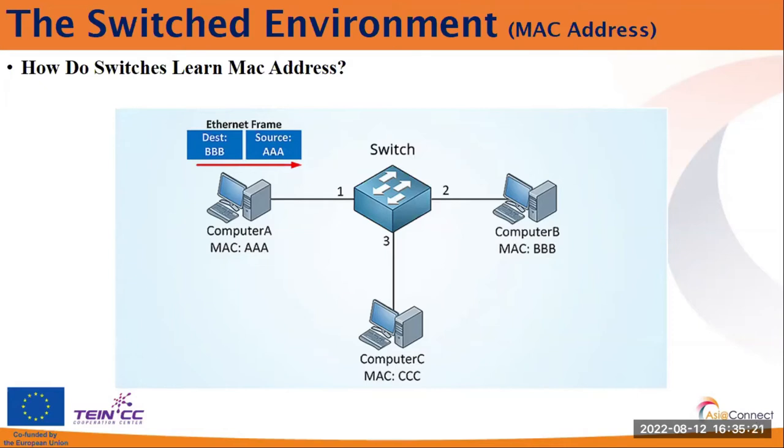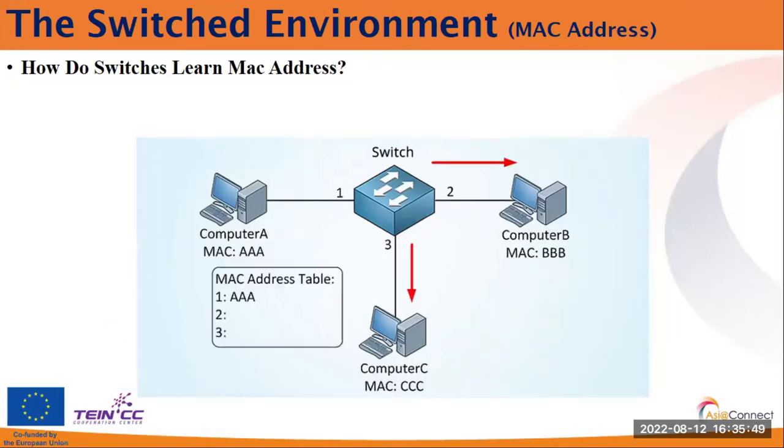It will take the frame, and whoever is not the destination will deny it. Since computer B sees the frame and finds its own MAC address as the destination of the Ethernet frame, it knows that it's for him. Computer C also receives the frame, but it will not take it; it will discard it. So computer B is going to respond to computer A.